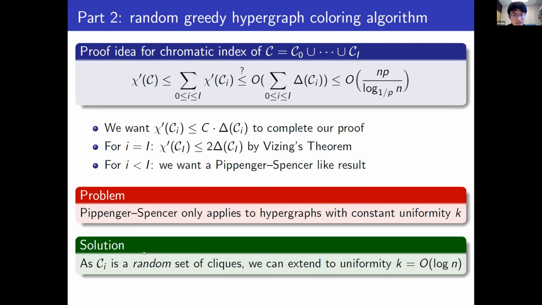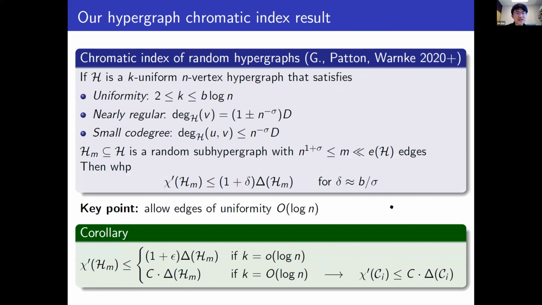We use the randomness so that we can extend the uniformity, so that k can be as large as log n. That is a key ingredient of our result, the chromatic index for random hypergraphs. So the result states the following.